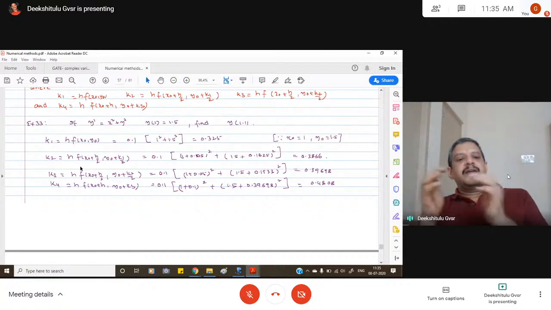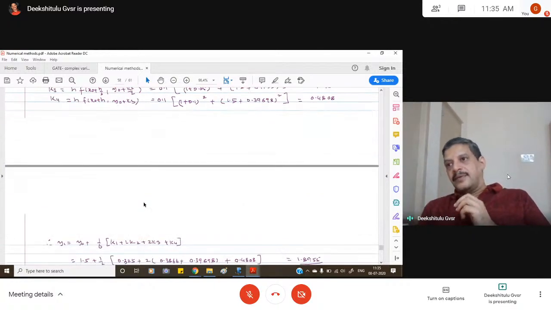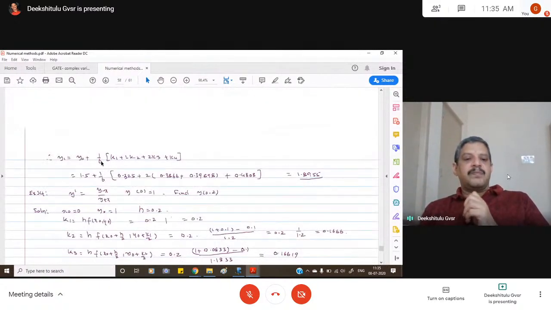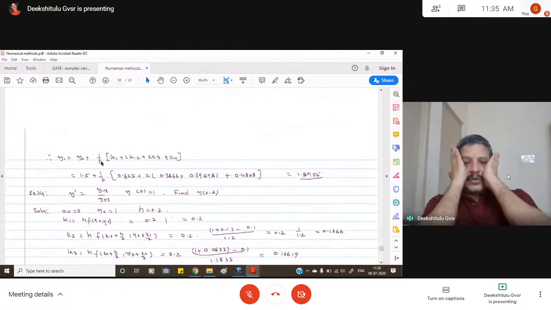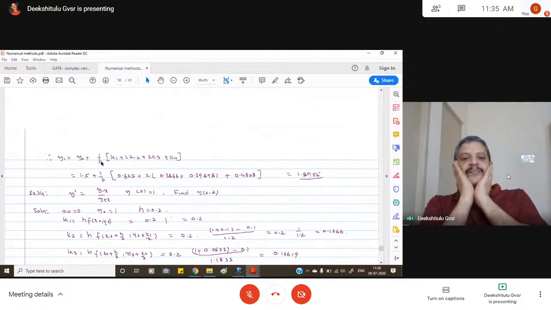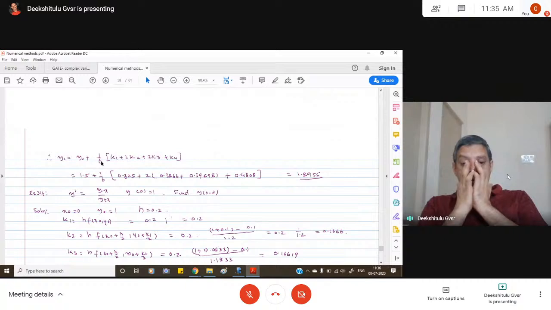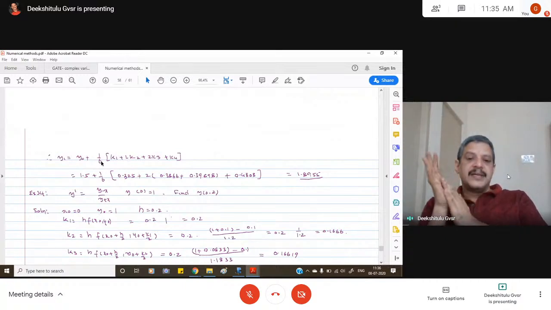1.4808, then using the fourth order RK method, y1 is equal to y0 plus 1 by 6 into k1 plus 2k2 plus 2k3 plus k4. You get the value as 1.8955.